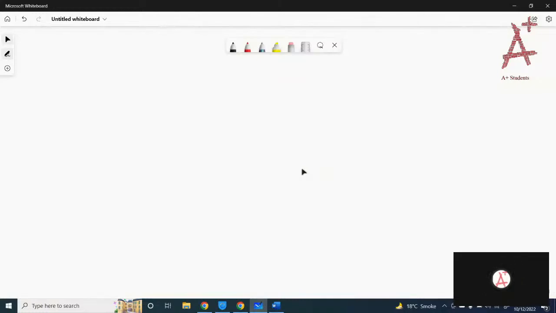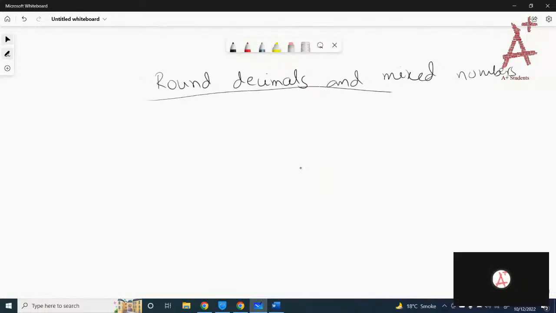Okay, the next one is round decimals and mixed numbers. What is 63 whole 2 by 11 rounded to the nearest whole number? 63 whole 2 by 11. You have to round the number to the nearest whole number.